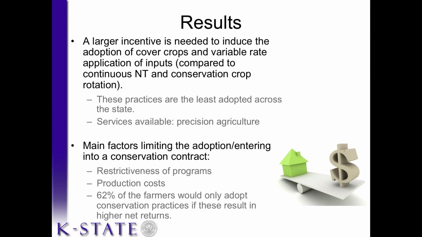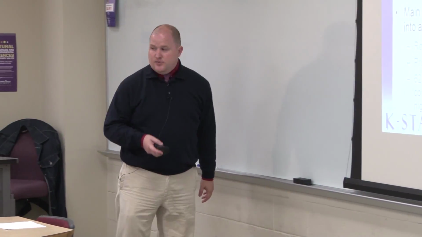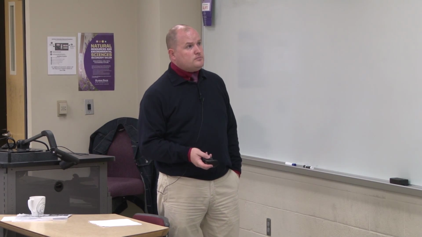And so a larger incentive is needed to induce the adoption of cover crops, especially, and variable rate, compared to continuous no-till and conservation crop rotations. And the main factors limiting the adoption of entering into a conservation contract were restrictiveness. Some farmers don't like the fact that they have to enter a contract for a period of time. A big one that came back in comments is production costs. And we found 62% of the farmers would only adopt conservation practices if it resulted in higher net returns. So that net returns becomes a huge issue for us. And something we're looking more into now is that risk factor. We're doing a lot with the modeling on that side of it.